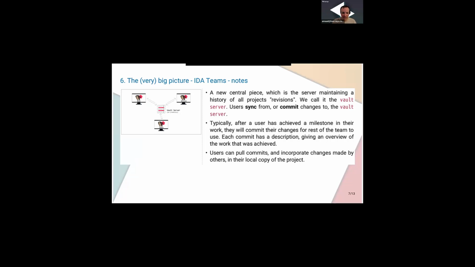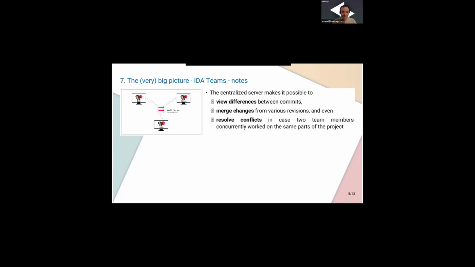Typically after a milestone, for example, they will want to share their work and they will commit a new revision of a certain project on the server. And then other users, of course, can sync from that server, in other words, pull from that server and incorporate those changes into their own local copy of the project.